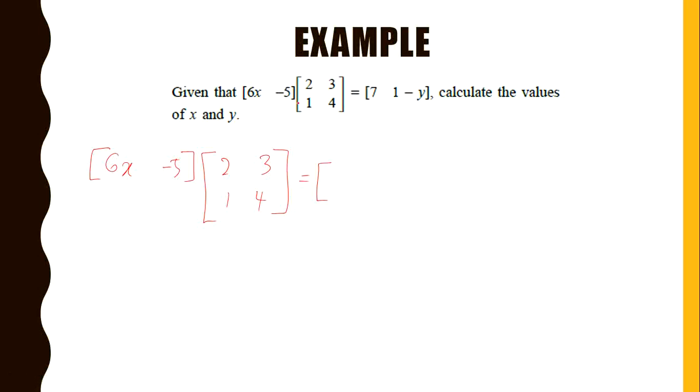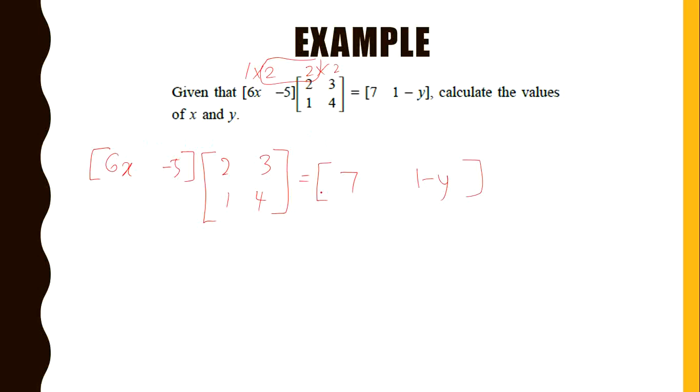Okay. So we know here, let's look at the order. Its order is 1 by 2. This one is 2 by 2. So the same here, we can multiply. And the answer will be 1 by 2. Okay. So here, it got 7 here. 7 and 1 minus y.